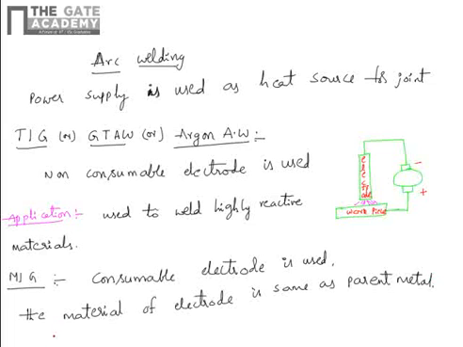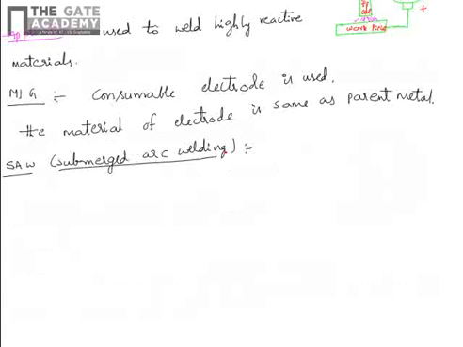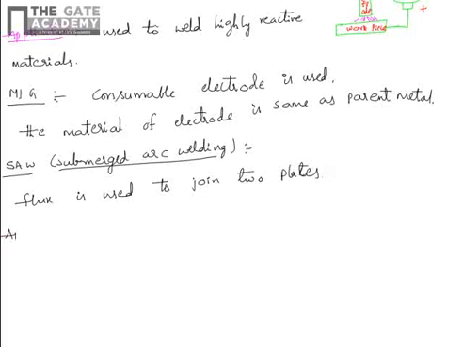Next one is submerged arc welding. In submerged arc welding, we use flux. Flux is used to join two plates along with the electrode. Application: used to join plates of thickness up to 75 mm.